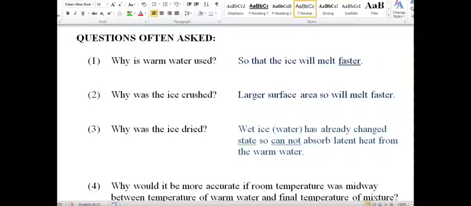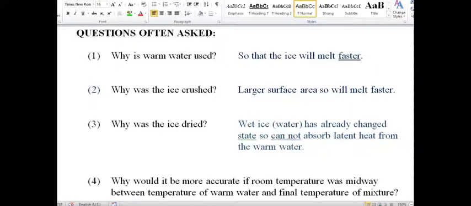Now here's a list of questions that I think could be asked in a Leaving Cert exam. Why is warm water used? Remember, ice will melt in cold water but will just take longer. Why is warm water used? So that the ice will melt faster. Why was the ice crushed? Well, crushed ice will have a larger surface area, and that will also mean it will melt quicker, it will melt faster.